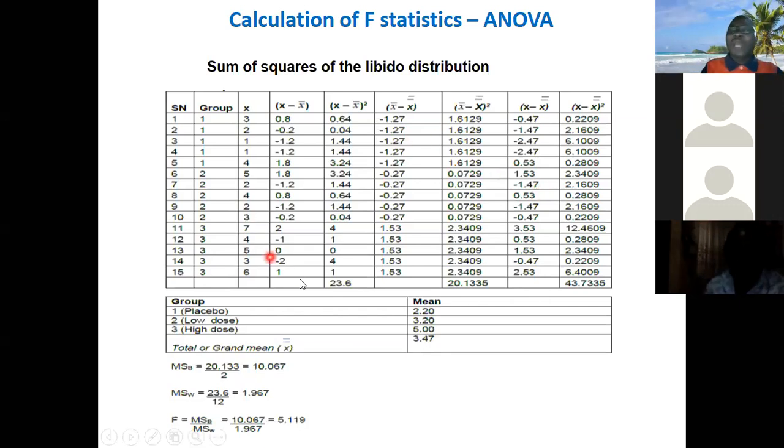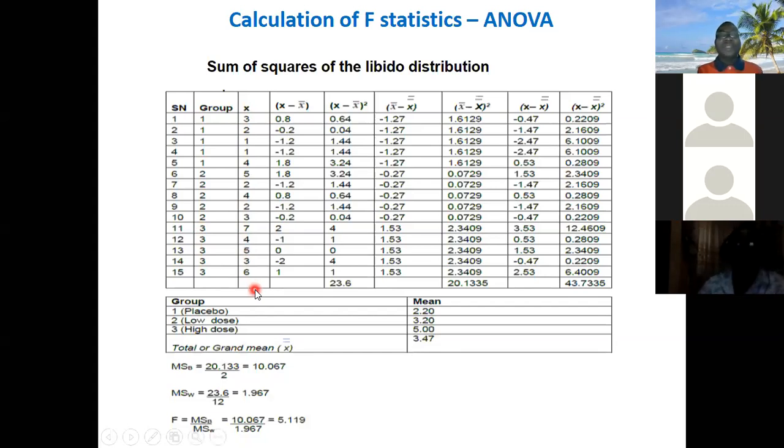Now, let's look at this table very well. I've arranged it. Serial numbers 1 to 5 are for the placebo group. Can you see the second column, group 1, the placebo group. From 6 to 10 is group 2, the low dose group. From 11 to 15 is group 3, the high dose group. I arranged all the 15 values there on this third column.